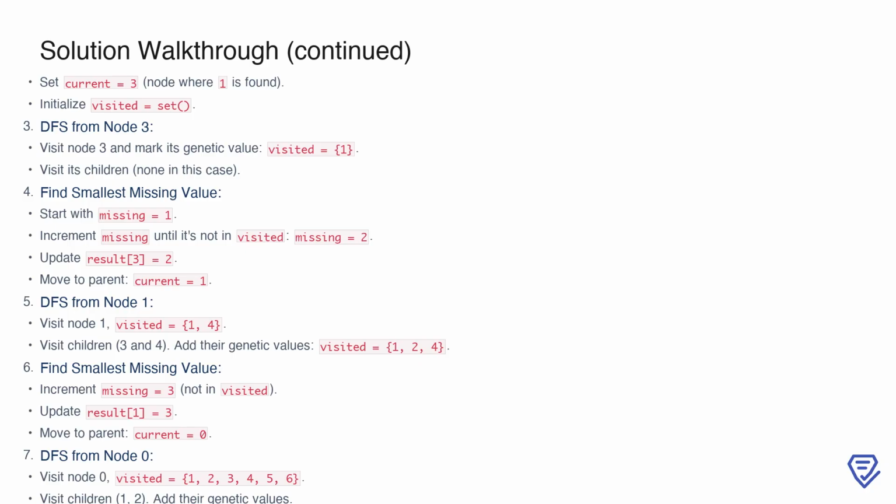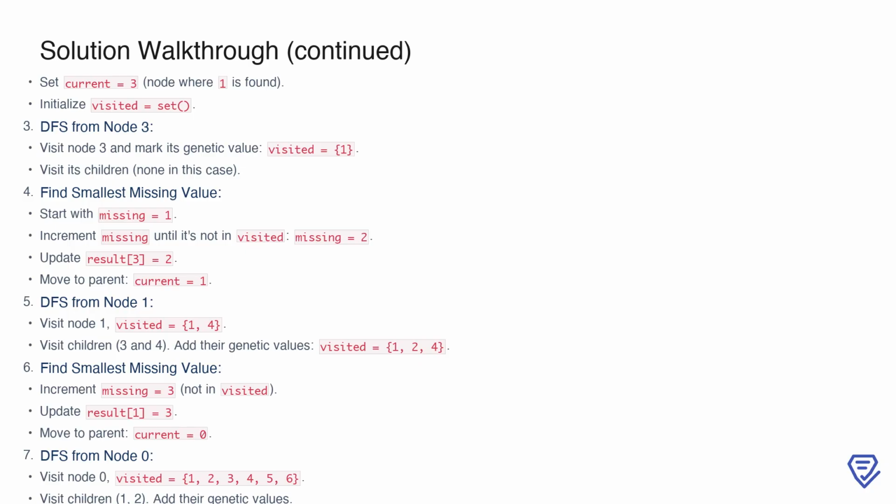Now, we move to node 3's parent, which is node 1, and repeat the process. At node 1, we add its genetic value, 4, to the visited set. We also visit its children, nodes 3 and 4, adding their genetic values 1 and 2 to the set. The smallest missing value now is 3, so we update result[1] to 3.